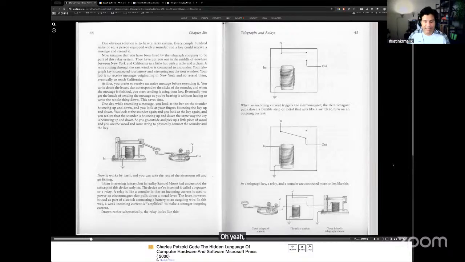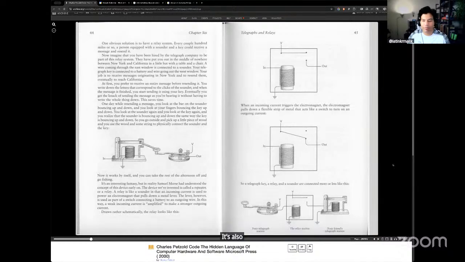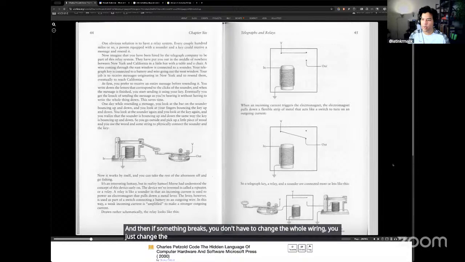Oh yeah, Aziz says Lyft also uses relay. Yep, a relay circuit is used almost everywhere around the house. It's also a lot more fault tolerant. If something breaks, you don't have to change the whole wiring, you just change the part that is broken.